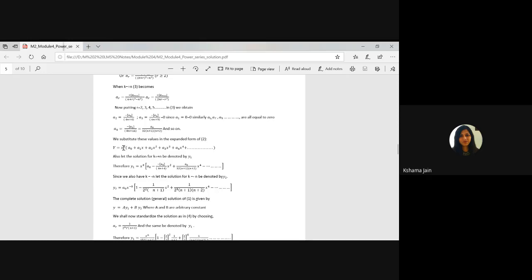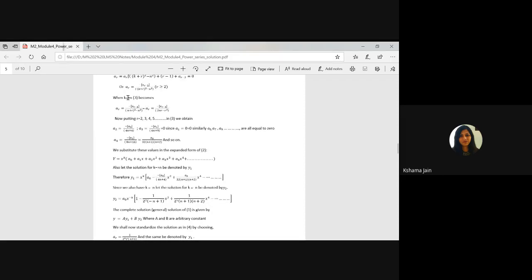x raised to power k plus r I can write as x raised to power k into x raised to power r. So what they have done, x raised to power k one side only, and x raised to power r they have expanded with the a_r terms. So a0 plus a1 x plus a2 x square plus so on. By putting these values of a0, a1, a2, a3, we got this. And one case we had taken when k equals plus n. Another case we will take k equal to minus n. Little difference only. When you put k equals minus n, the term will be minus n plus r.